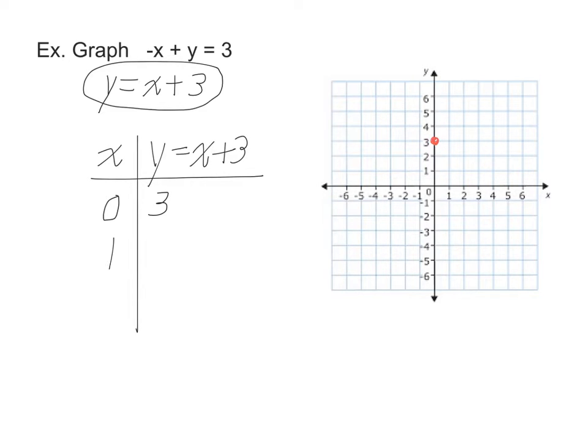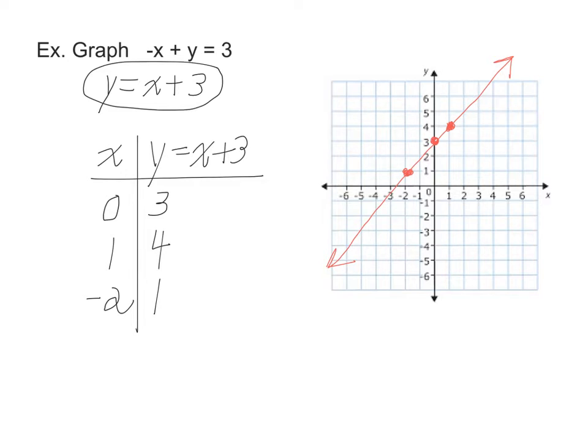Another point, we could use x equals 1. 1 plus 3 is 4. So there's another dot at 1, 4. You can even use negative values, like -2, for instance. -2 plus 3 is 1. -2, 1 is right here. Once you have at least 3 dots, that'll be enough to draw the line. I'll use arrows at other end just to show that it goes on infinitely in both directions.